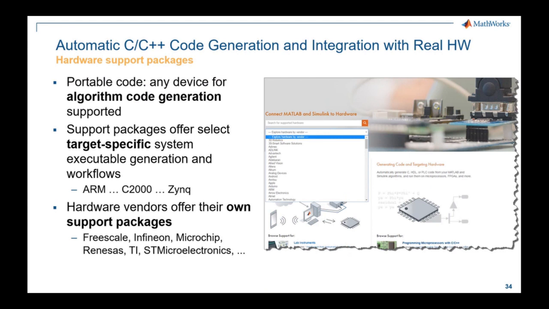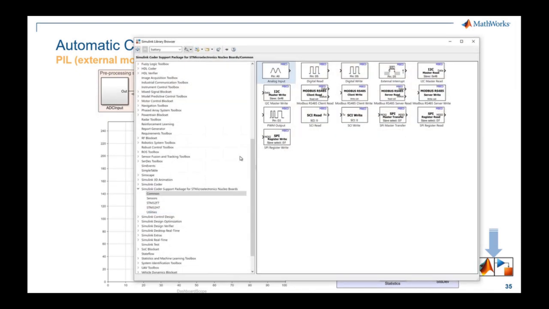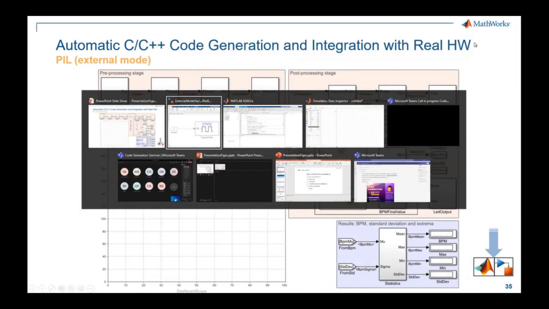That's another slide on this, but I think that's quite clear. Okay, so now let's have a look at the processor in the loop verification using the external mode. So I will go back to Simulink. I think I can close some windows there.